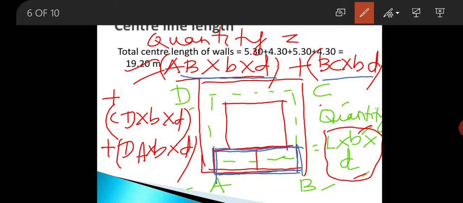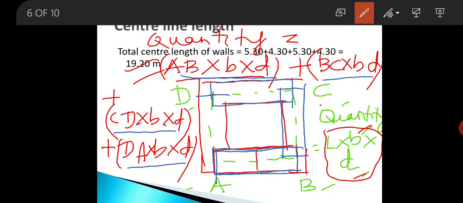That means BC into B into D. BC is the center to center line, that means this is the portion BC into B into D. Then next one is CD into B into D. So by taking CD into B into D, that means we have considered this portion. Fourth one is DA into B into D.